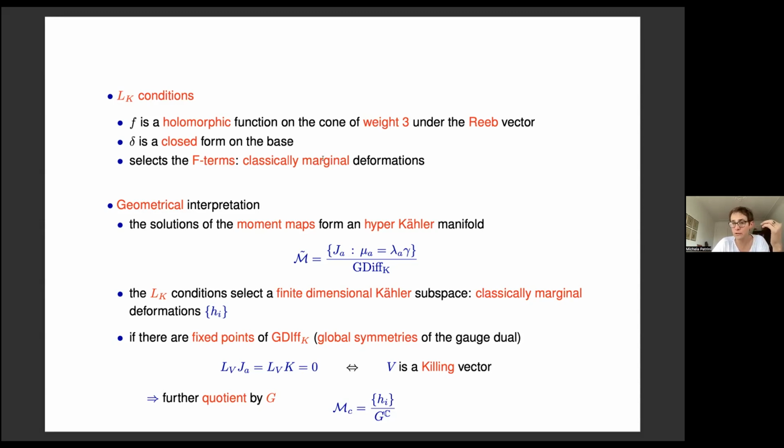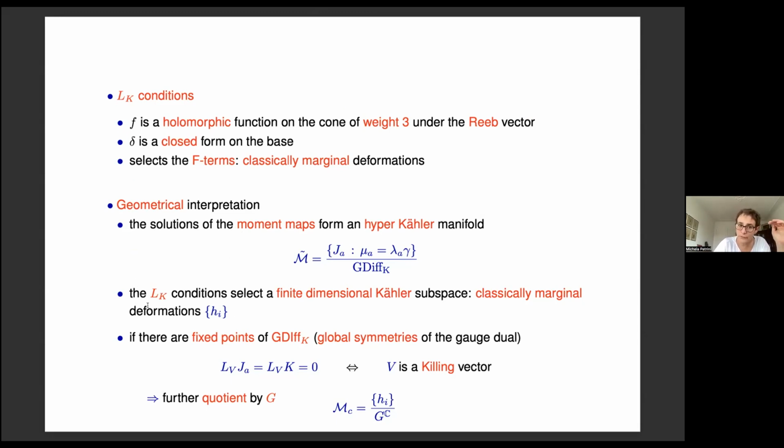And these are the classical marginal operators. If we want to exploit our formalism of exceptional geometry, what are the classical solutions? We can take the solutions of the moment maps. These are all the chiral fields. We mod out by the generalized diffeomorphisms that leave K invariant, because we want our deformations to be K invariant, and this will give a hyperchiral space, which is a space of the chiral operators, the hypermultiplet.